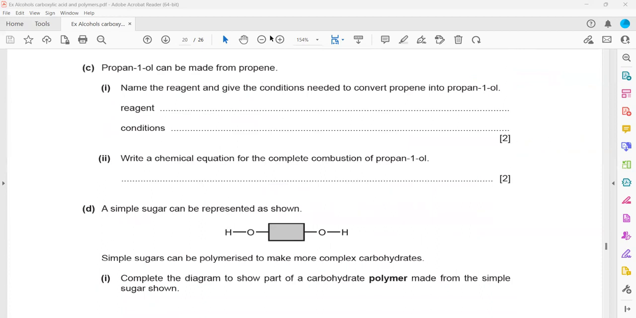Propan-1-ol can be made from propene. What do we need to produce propan-1-ol? The reagent we need is steam, at 300 degrees Celsius, 6000 kilopascals and a phosphoric acid catalyst.